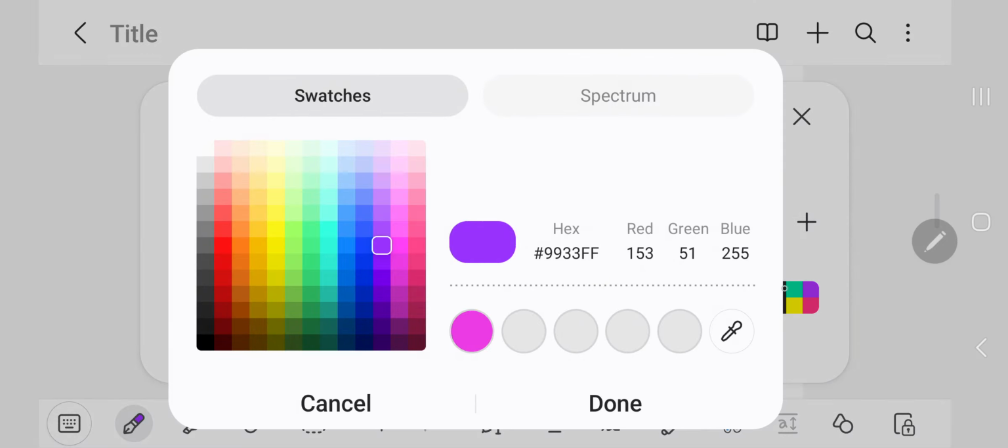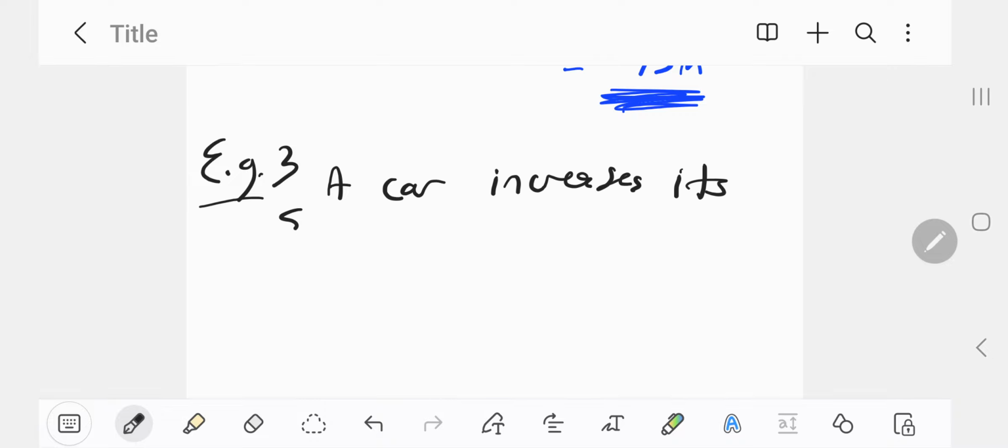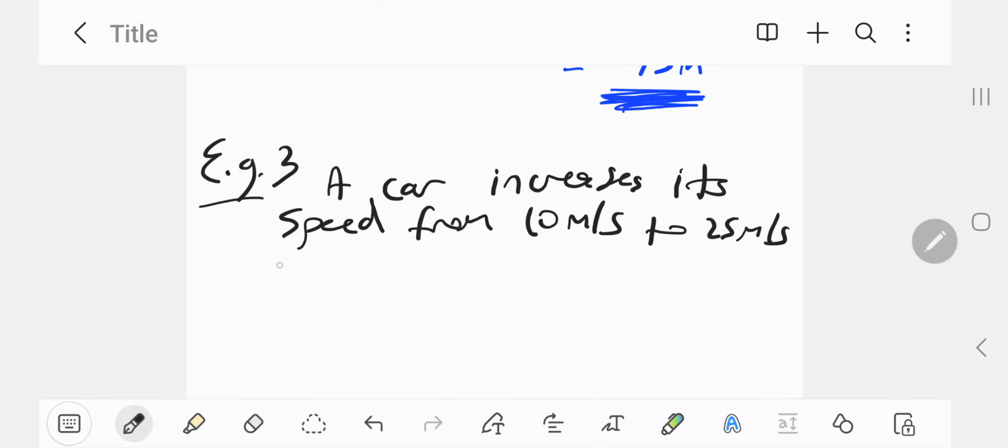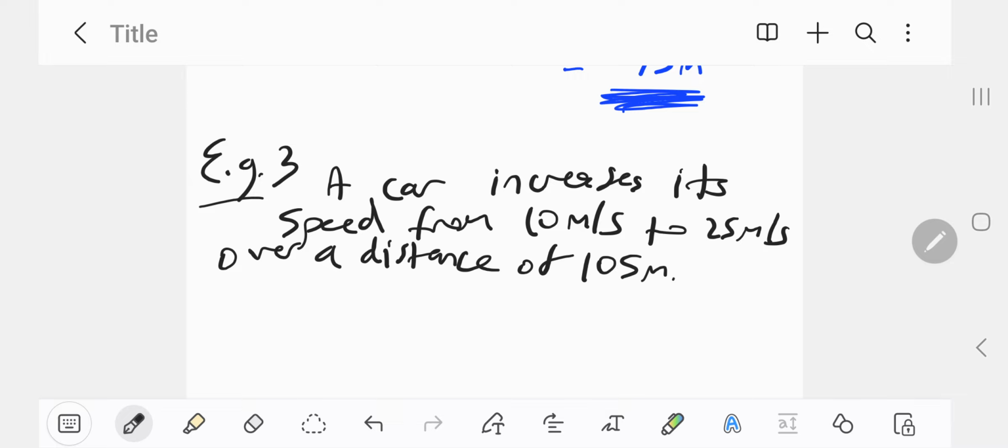Let's do another one. Example 3. A car increases its speed from 10 meters per second to 25 meters per second over a distance of 105 meters. What's its acceleration?